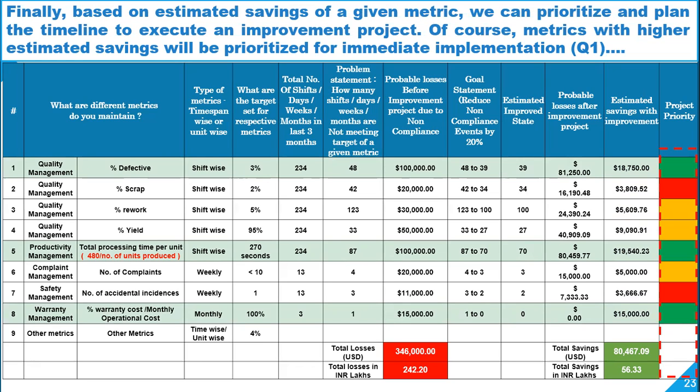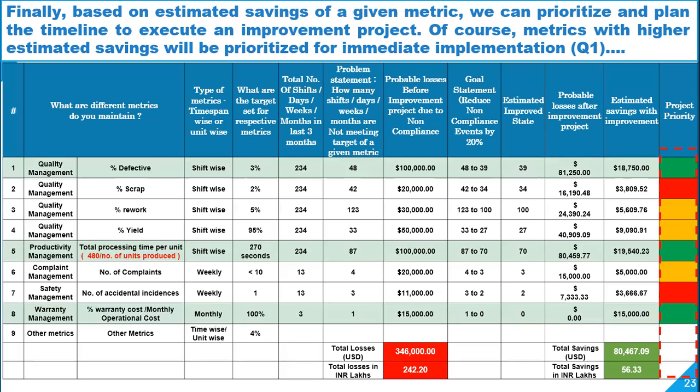How are we going to prioritize the number of projects? Based on the dollar savings. The higher the dollar savings, the higher the priority. The lower the dollar savings, the lower the priority. That's a simple equation. So let me read it out. Finally, based on estimated savings of a given metric, we can prioritize and plan the timeline to execute an improvement project. Of course, metrics with higher estimated savings will be prioritized for immediate implementation.